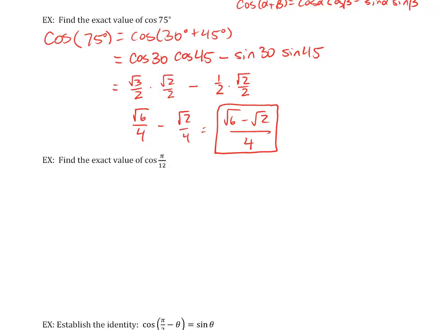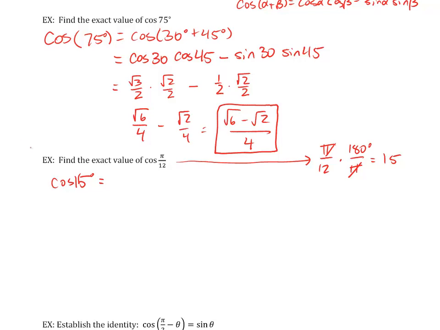Now the easiest way to probably do this is to think of pi over 12 as a degree. That is, convert pi over 12 to degrees by multiplying by 180 over pi. And the pi's cancel. 12 goes into 180 15 times. So this is 15 degrees. Can you find cosine of 15 degrees?